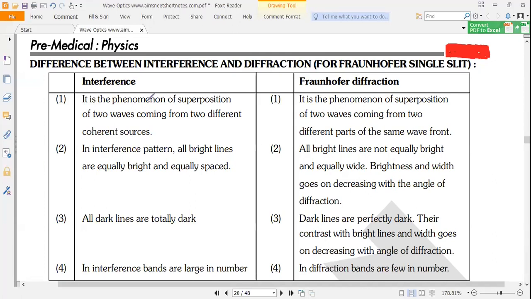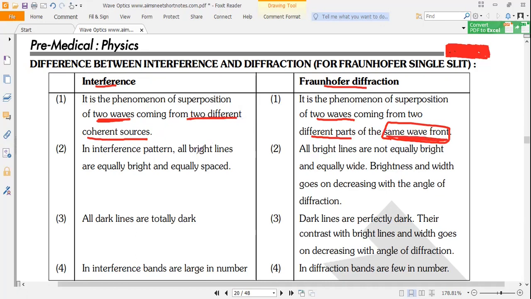So there is a simple comparison between interference and Fraunhofer diffraction. Look here. First, how does interference happen? Interference happens by superposition of two waves coming from two different coherent sources. Here we need two coherent sources, two waves come and they interfere. Then patterns are formed, dark and bright fringes. But what happens in diffraction? Here two waves come from the same wavefront only. It's a superposition of two waves coming from two different parts of the same wavefront.